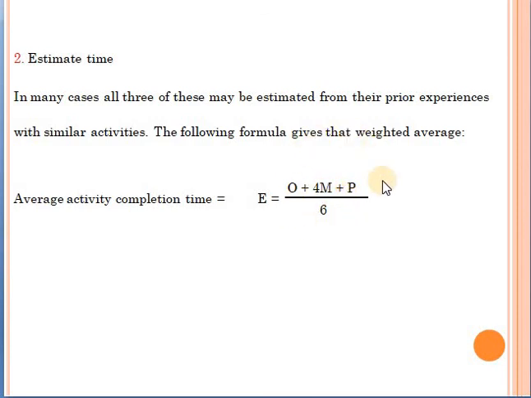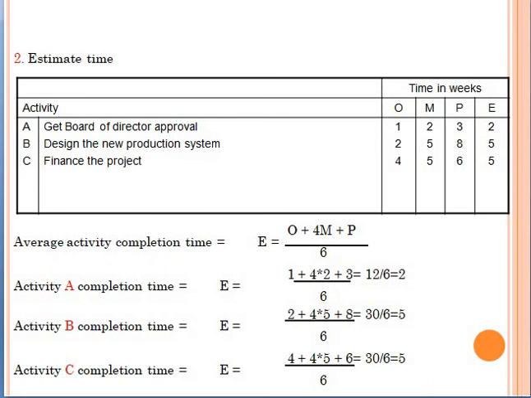So I will put the values that I got in this formula. I will say that the average activity completion time, E, is the optimistic time plus 4 times the most likely time, so I'm giving more weight to the most likely time, plus the pessimistic time or the pessimistic duration, over 6. So using this formula, I can take into consideration all the situations that might happen. Let's see an example here.